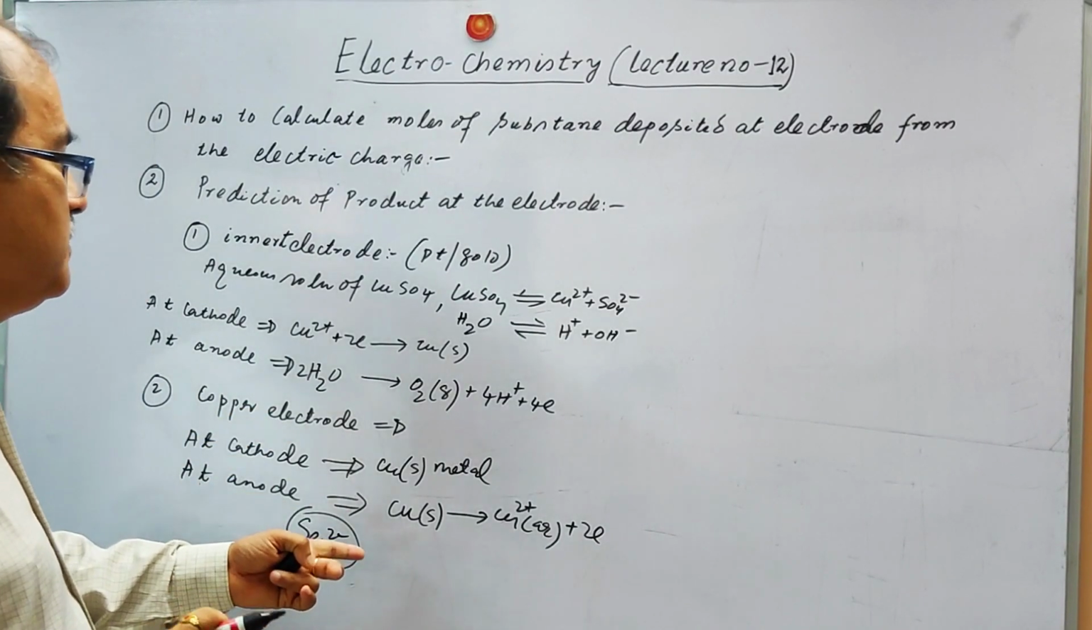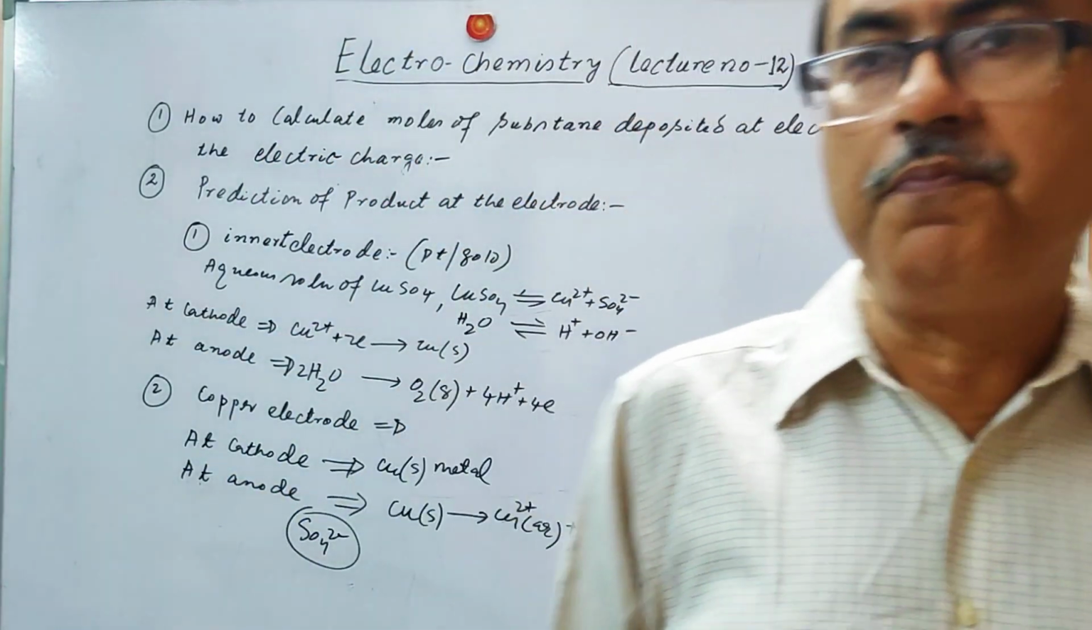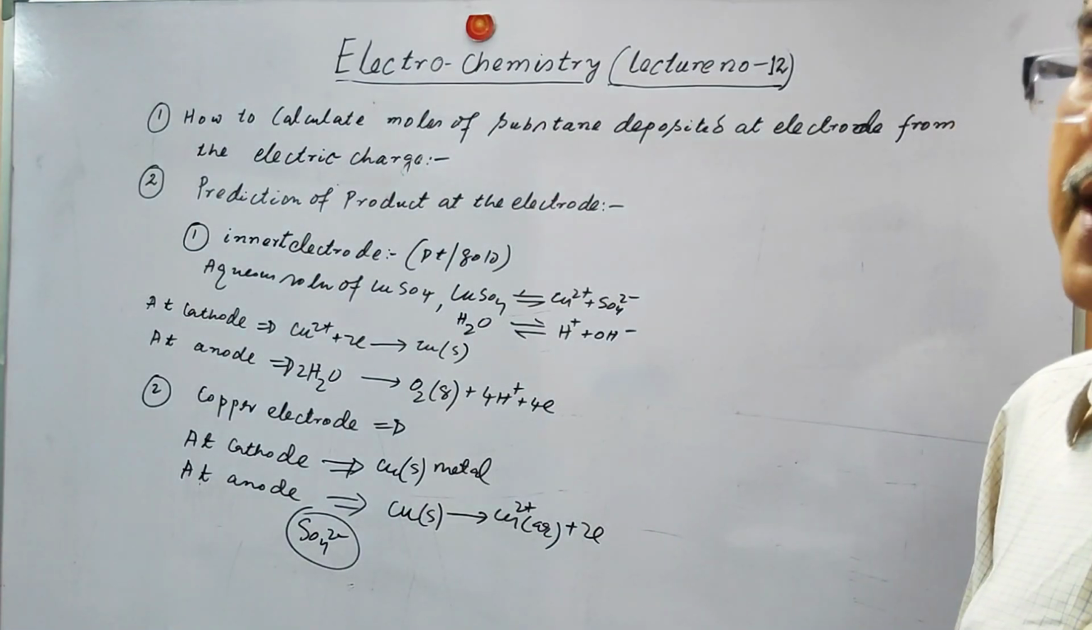So in this case, when you are using the inert electrode, copper metal is deposited at the cathode and oxygen is liberated at the anode.